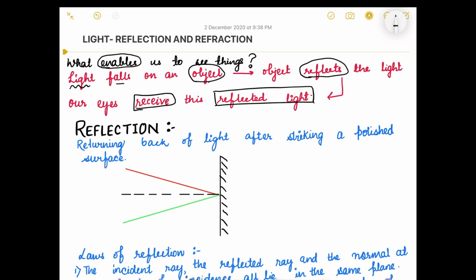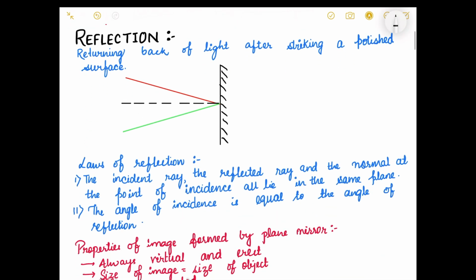So now let us discuss what exactly is reflection. Reflection refers to the phenomenon of bouncing back of light or returning back of light to the same medium after striking a polished surface. Now let us consider MN to be a polished surface and the red light to be a ray of light which falls on MN.